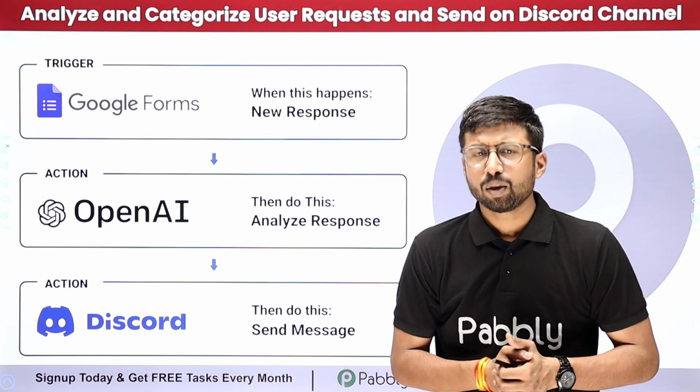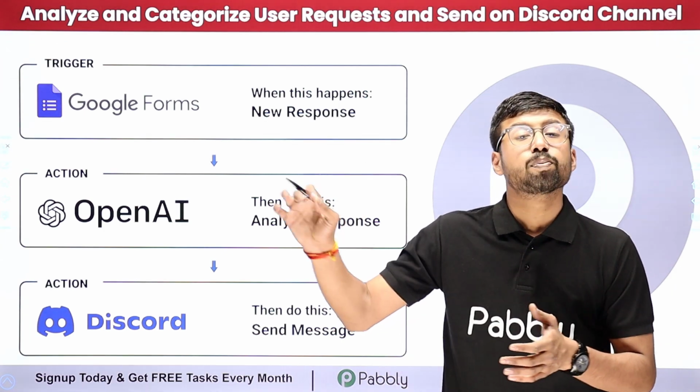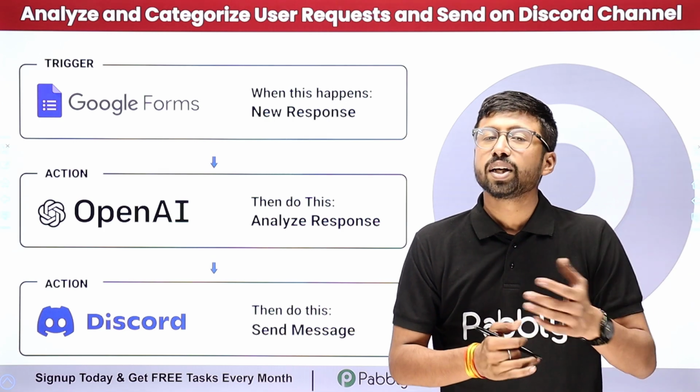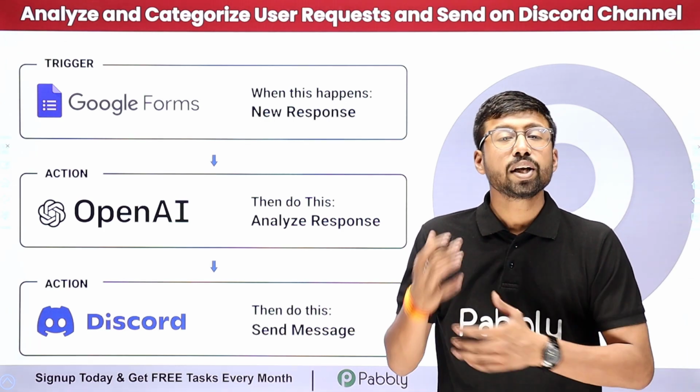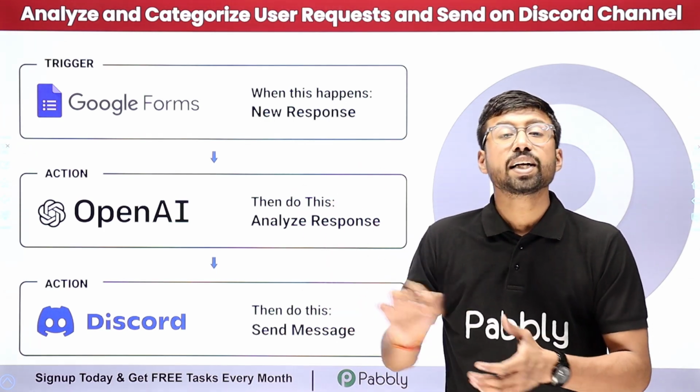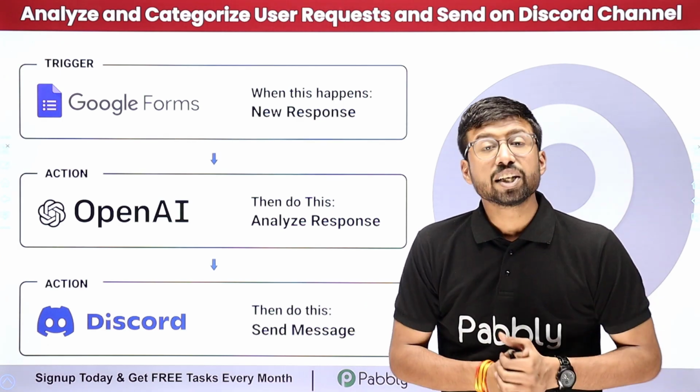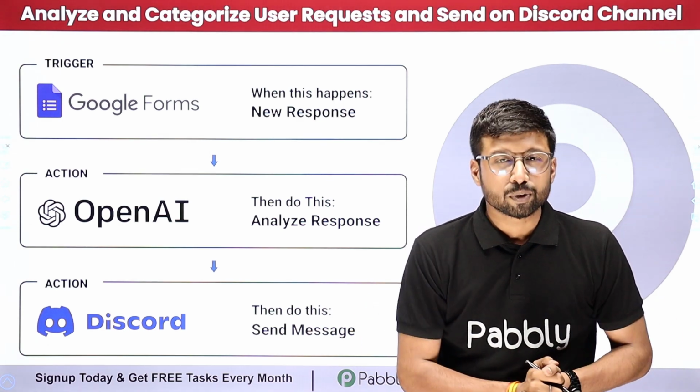If the user is sharing a bug report, you want to share the details on the bug report Discord channel. If they are sharing genuine feedback or a general inquiry, you want to share the details on their dedicated Discord channel. Now this AI agent is going to completely automate this process for you.